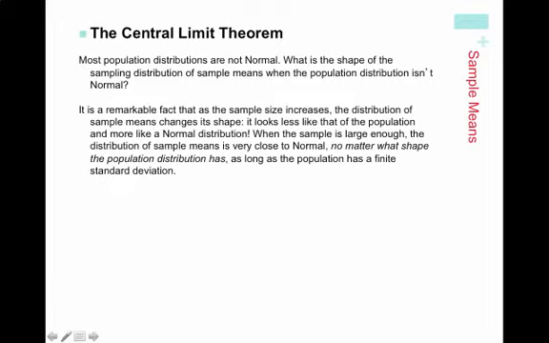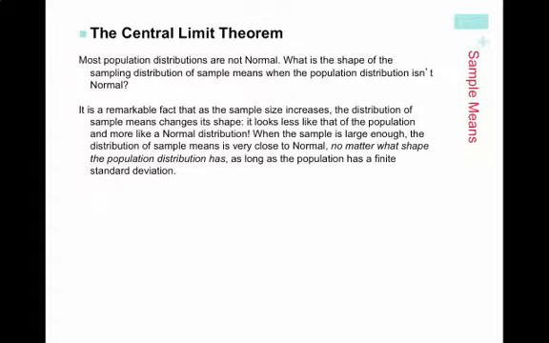So the central limit theorem. One downfall to collecting statistics and all the work that we've been doing is a lot of data isn't normal. A lot of data is not normally distributed, so a lot of the basic ideas, the bell curve thing, we can't just use that straight out.